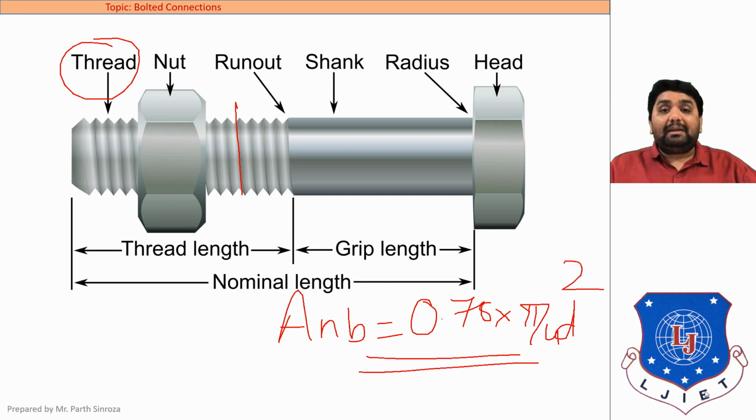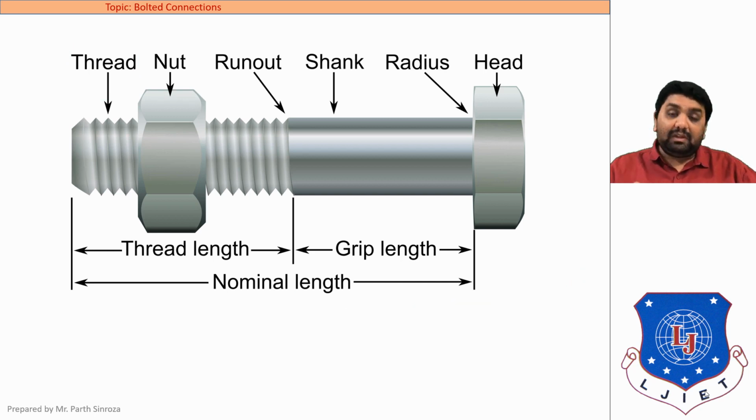In the entire chapter, and up to your entire engineering, you will be using this for the threaded region. So ANB every time will be 0.78 into pi by 4 d square. Clear? So this was ANB and ASB.